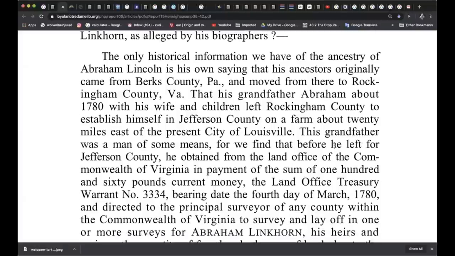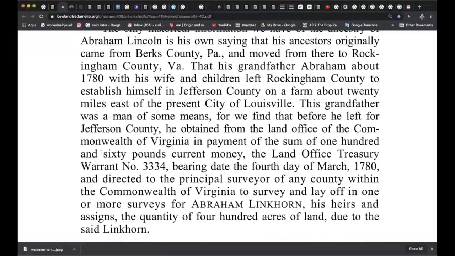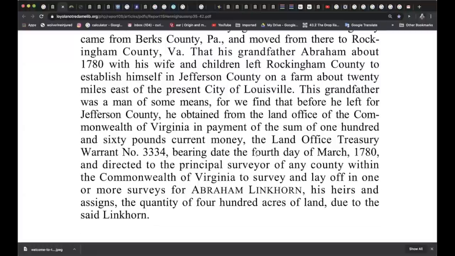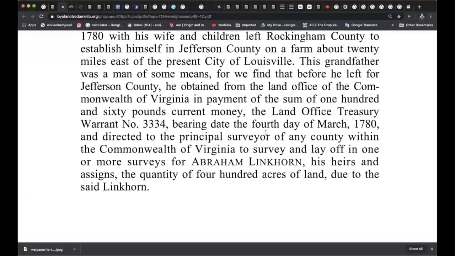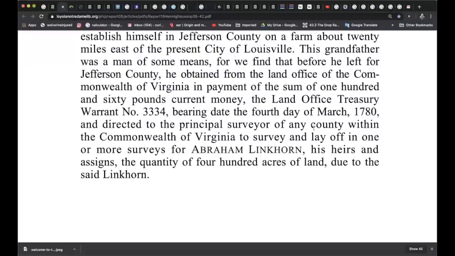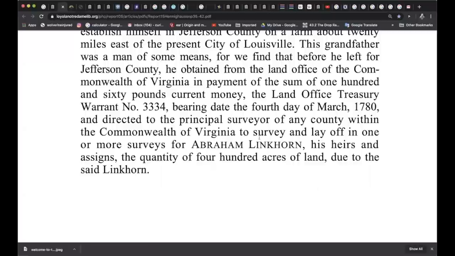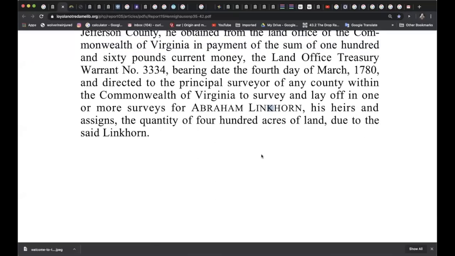This grandfather was a man of some means, for we find that before he left for Jefferson County, he obtained from the land office of the Commonwealth of Virginia, in payment of the sum of 160 pounds current money, the land office treasury warrant number 334, bearing the date the 4th day of March 1780, and directed to the principal surveyor of any county within the Commonwealth of Virginia to survey and lay off in one or more surveys for Abraham Linkhorn, his heirs, and assigns the quantity of 400 acres of land due to said Linkhorn.